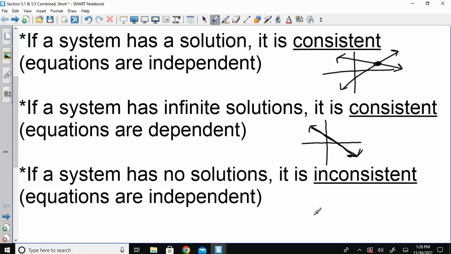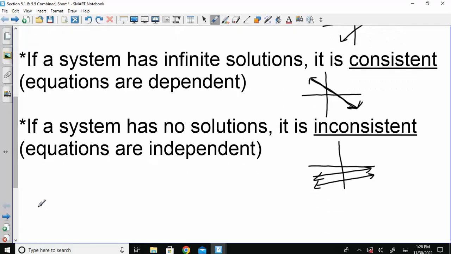When would you have no solution? Yeah, two lines that don't intersect, two parallel lines. That's not really parallel. So inconsistent would be two lines that never meet. Pretend those are parallel. I'm not drawing straight lines very well today.